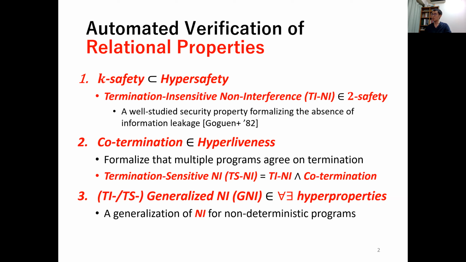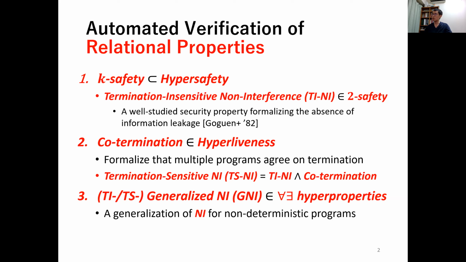So we are interested in three classes of hyperproperties. One, k-safety, which is a subclass of hypersafety. A prominent example of k-safety is TINI, termination-insensitive noninterference, which is a two-safety property. This is a well-known security property that says that no information leaks, assuming that the only observable thing is the state after the termination of the program. Another class of hyperproperties that we are interested in in this paper is co-termination. This is an example of a hyperliveness property, so it falls outside of hypersafety.